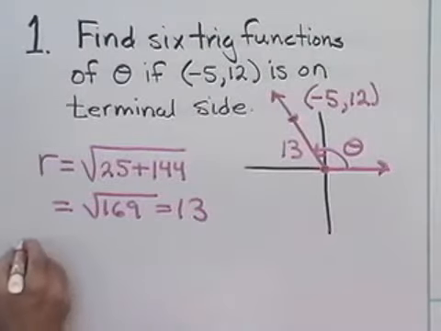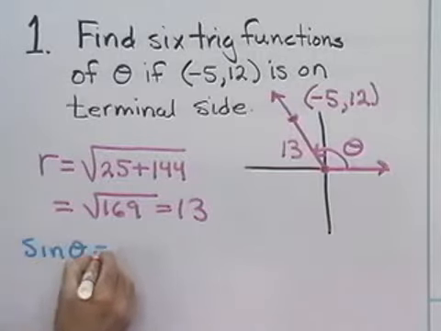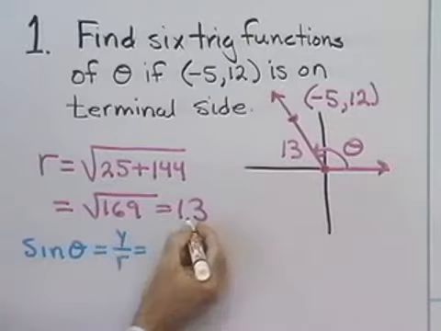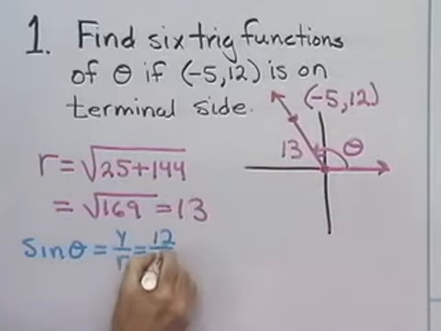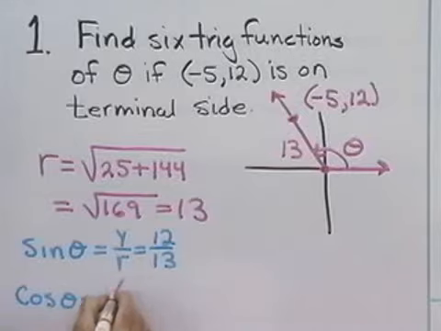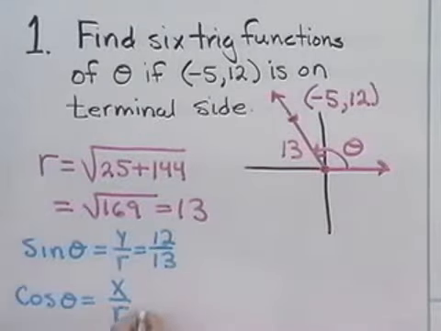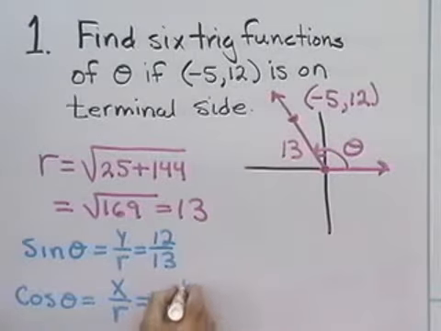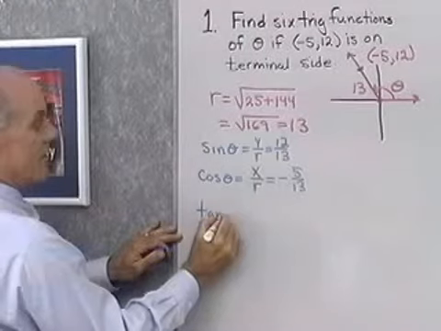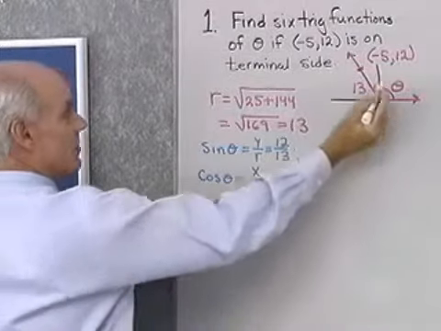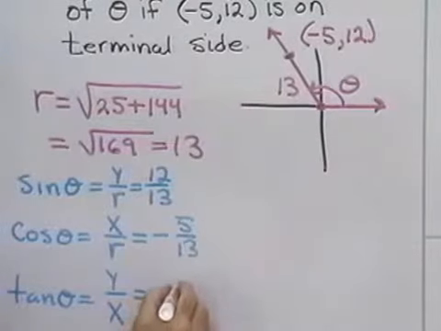So first of all, sine theta, by definition, is y divided by r, and I know that y is equal to 12 and r is equal to 13. So sine theta is 12/13. Cosine theta, by definition, and we have to have memorized this, is x over r. X is equal to negative 5, r is equal to 13, so I have negative 5/13. Then tangent theta is equal to y divided by x, so that's going to be 12 divided by negative 5, which is negative 12/5.